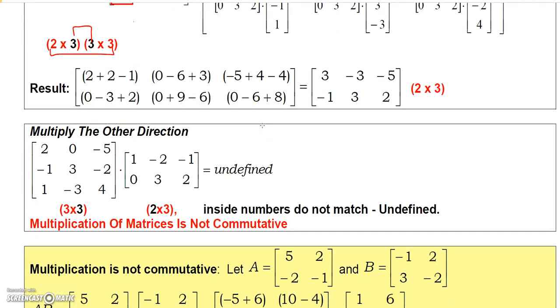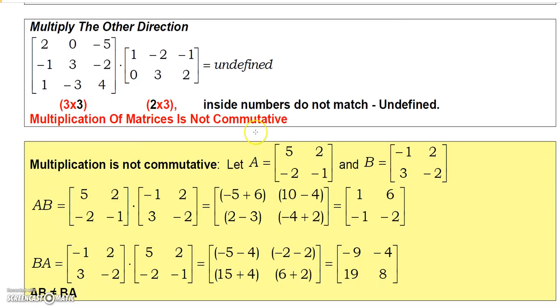Now, you can't multiply these two matrices in the other direction, because if you take a look at this, the inside numbers here are 3 and 2. So that tells me that if I tried to multiply this row right here by this column, I would not be able to, because I wouldn't have the same number of elements here as I have in this column. So therefore, if I'm trying to multiply in this direction, all I can say is that the result is undefined.